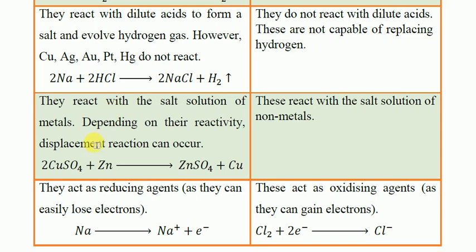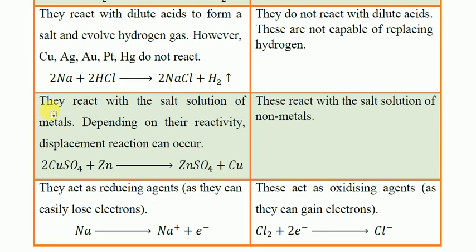One more very important point: some metals, such as copper, silver, gold, platinum and mercury, cannot displace hydrogen from dilute acids.